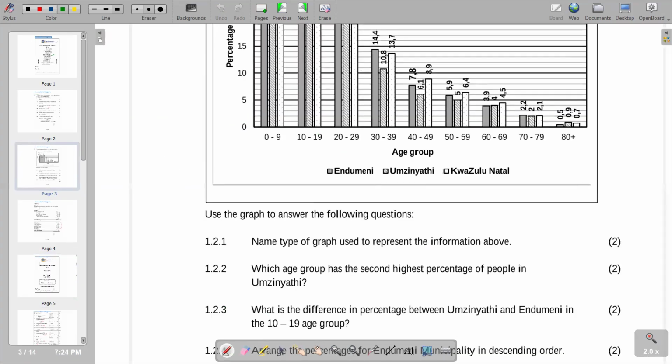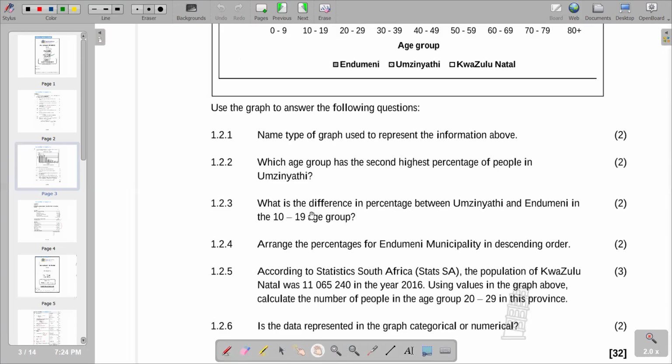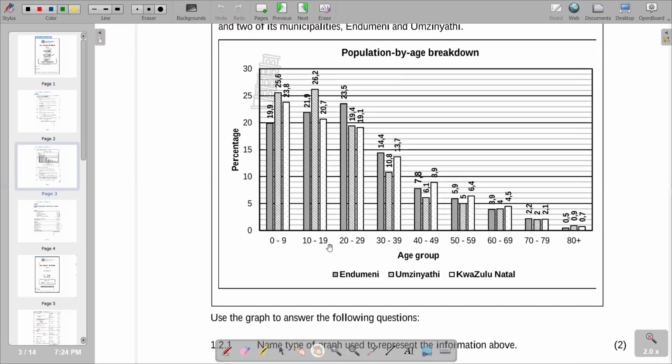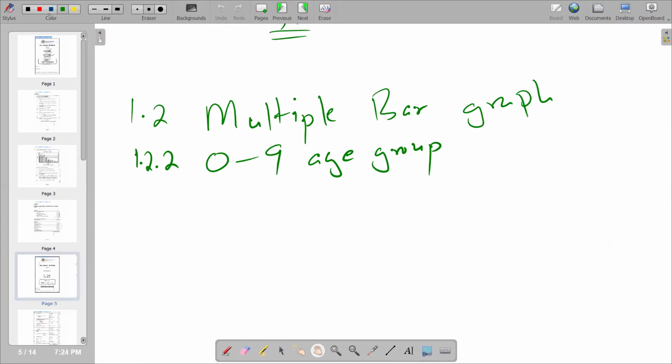So the next question is saying, what is the difference in percentage between Umzinyathi and Endumeni in the 10 to 19 age group? So 10 to 19 we are here. And Umzinyathi is the one with 26.2. Then Endumeni is the one with 21.9. So we are just going to subtract the two and find the difference. So go to our answer section and just present it as such.